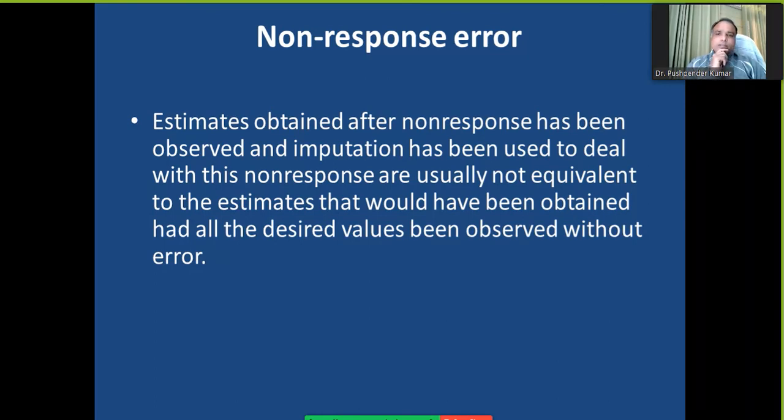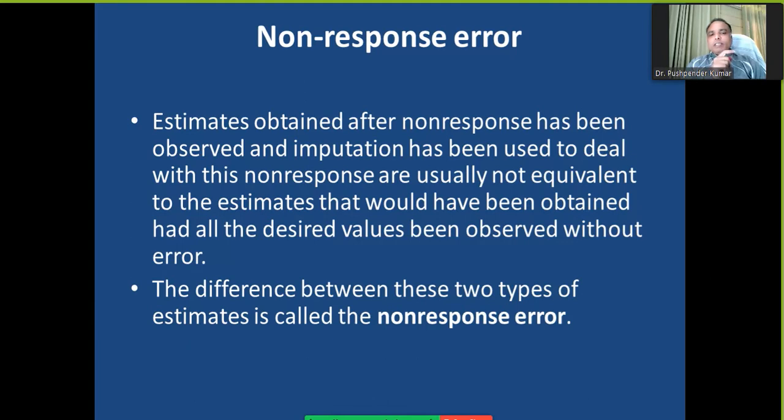So this is a very important error, that you estimate after the non-response has been observed and imputation has been used to deal with the non-response. And you feel that it would be equivalent to the responses of those who had given the information, right?